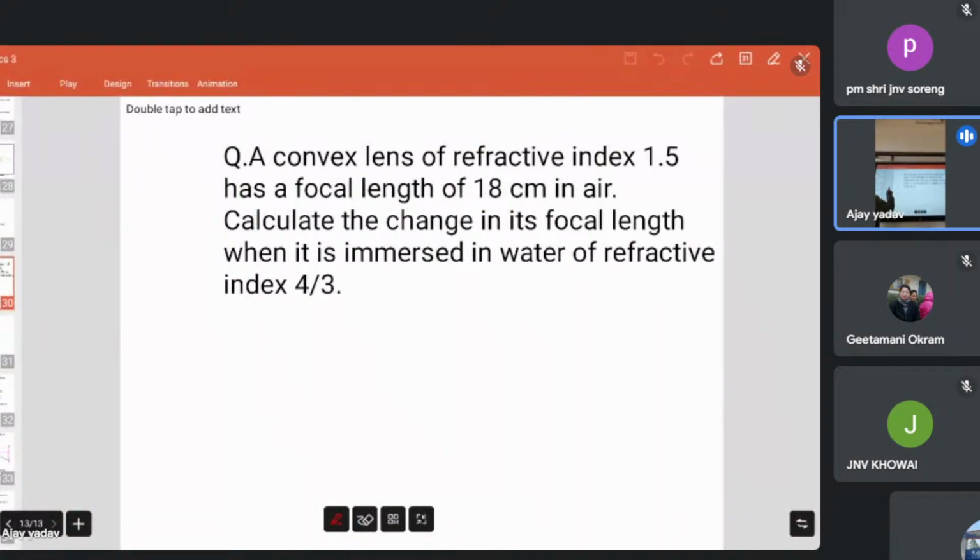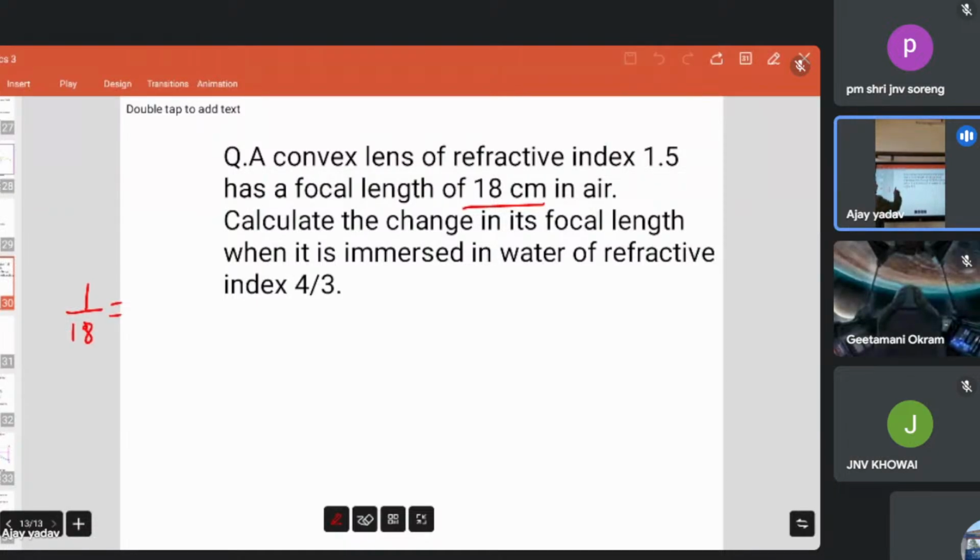What is the formula? 1 by f. If it is in air, then what is the focal length? 18 centimeter in air. So 1 by 18 equals, in air, refractive index of lens is 1.5 upon the surrounding medium, which is 1. Refractive index of surrounding is 1. Minus 1, into 1 by R1 minus 1 by R2, because the radius is not given here.